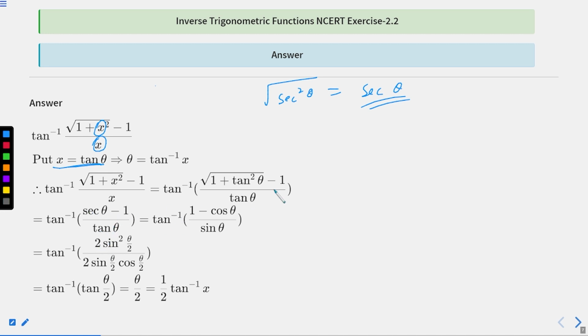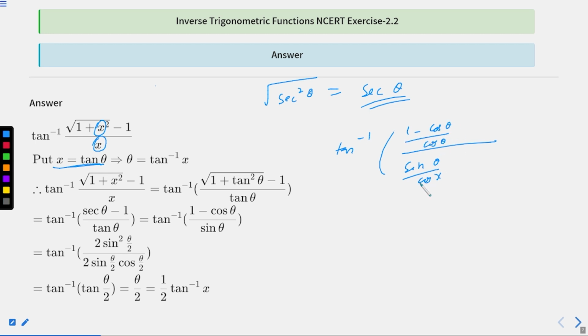this what you can see is tan inverse of, sec theta is 1 upon cos theta, minus 1, by tan theta, which is sin theta by cos theta. Now just simplify it. What you will get is 1 minus cos theta by cos theta.